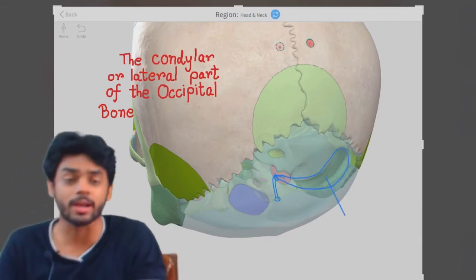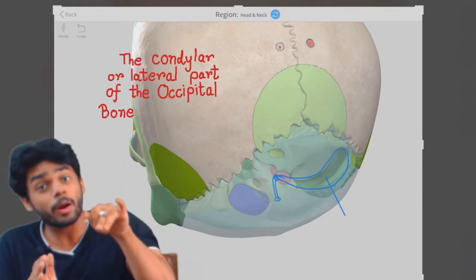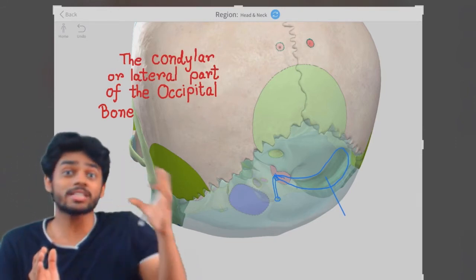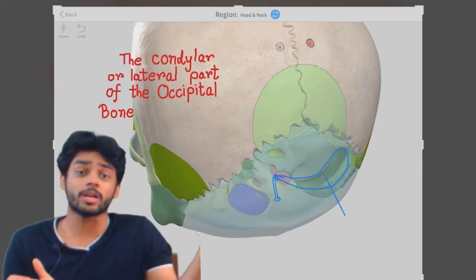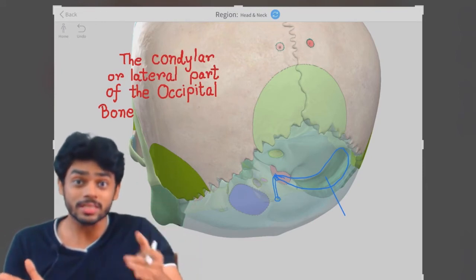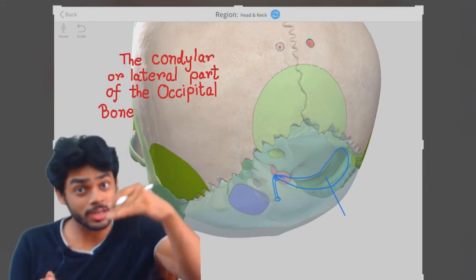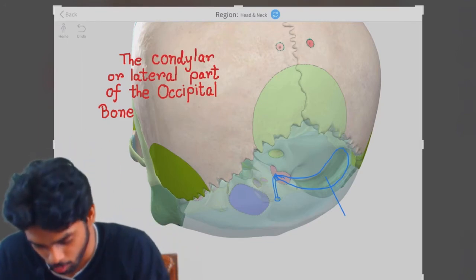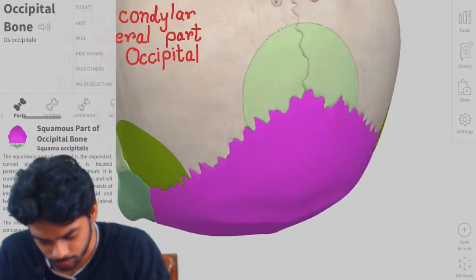This is the sigmoid sinus, which is present on the internal part of the skull, which is not visible externally. I have faded this occipital bone, so that is the reason you can see that sigmoid sinus which is present in the occipital bone. Yes or no?